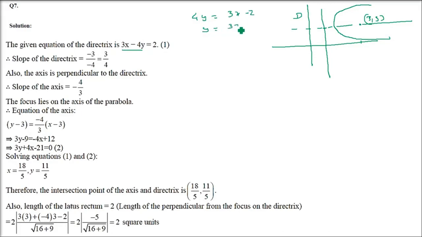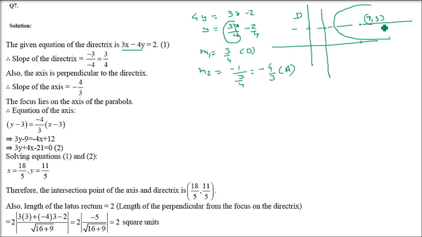And what will be y? y will be equal to 3x by 4 minus 2 by 4. I am writing it as y equals mx plus c. So what will be m? m will be equal to m1, 3 by 4. This is the slope of the directrix. What about the slope of the axis? Because these two are perpendicular, it will be minus 1 by this 3 by 4, which will be minus 4 by 3. This is the slope of the axis.